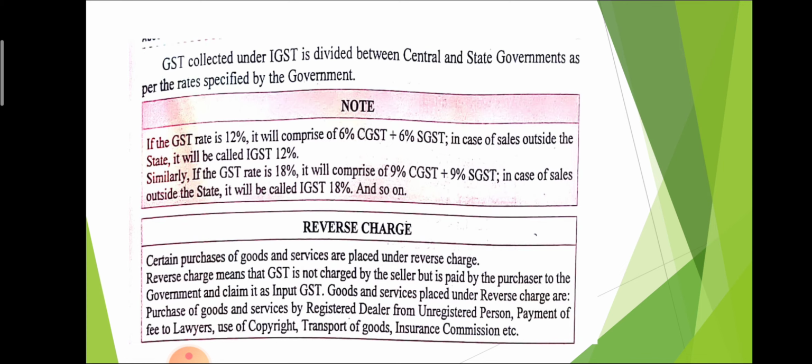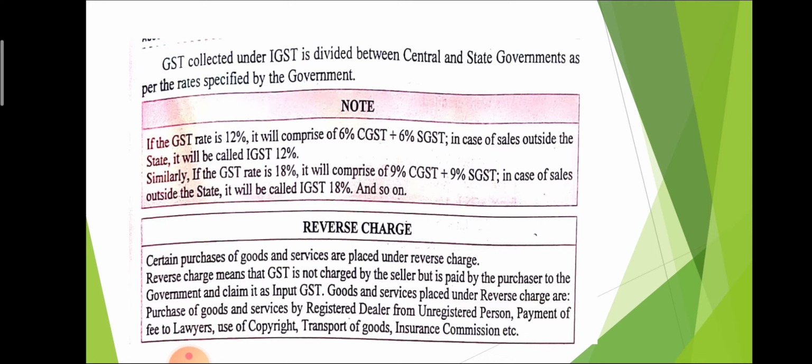So the important note is that if the GST rate is 12%, it will be divided into two parts, 6% CGST and 6% SGST, when the transaction takes place within the same state. And if the transaction takes place between two states, then IGST applies, which is the combination, and that whole amount is given only to the central government.